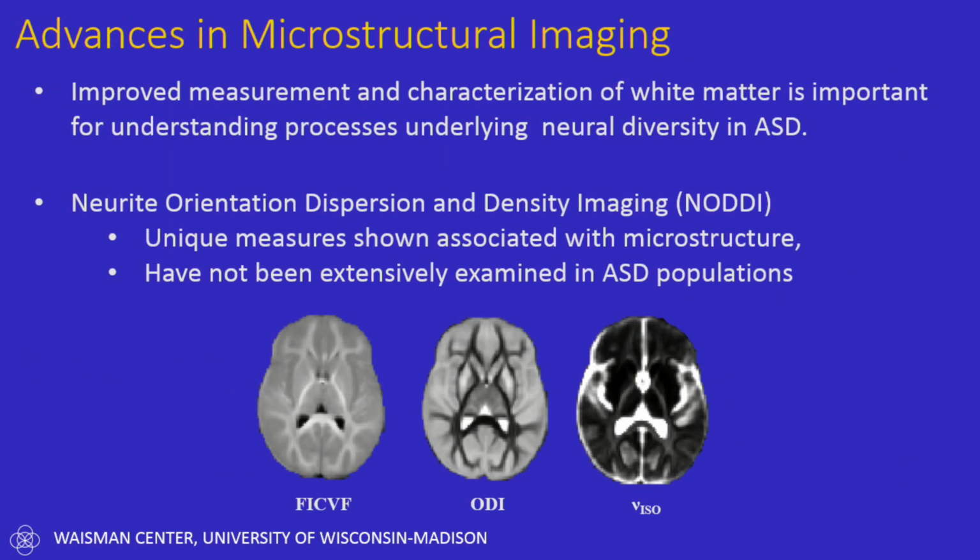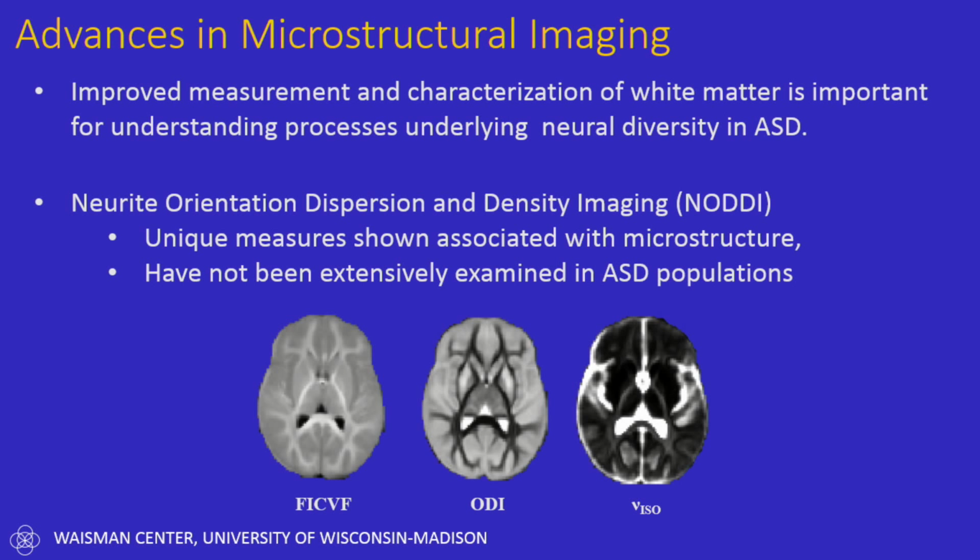And just as your phone gets updated every year or your computer gets updated, there's been an explosion of these advanced microstructural imaging techniques in our field, where we try to improve our measurements and characterization of the white matter for understanding the processes underlying the changes. We're developing and applying these techniques to the neurodiversity in autism spectrum disorders. And one of these techniques that we're really spearheading and excited about is called NODDI, which stands for Neurite Orientation Dispersion and Density Imaging.